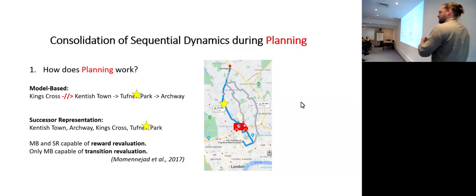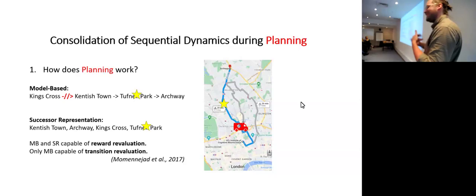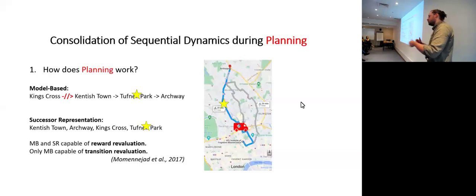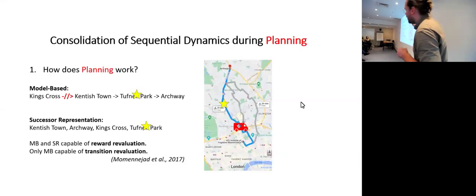I know that I'm going to have to pass through from King's Cross to Kentish Town. That means that that path is no longer available. But if I'm an SR learner, I don't actually have that sequential information. And so there's no way for me to integrate that information into the representation that I have of the states that are likely to follow as I take a particular path. And what that means, as theory and empirical work has shown previously, is that only the model-based out of these two algorithms is capable of doing transition revaluation. So both can do reward revaluation, but only one can do transition revaluation.